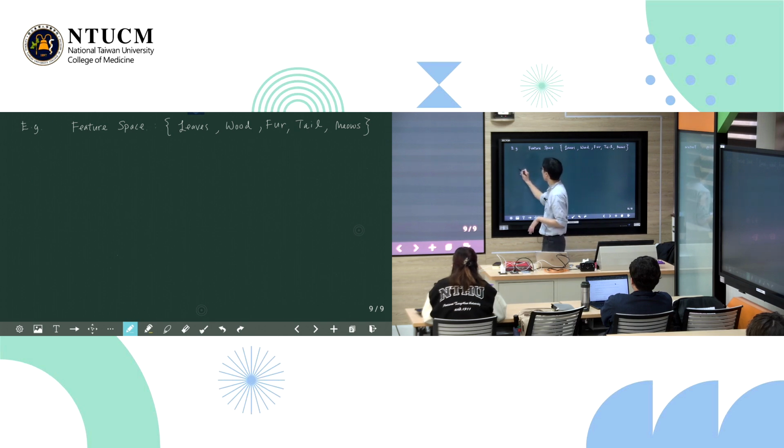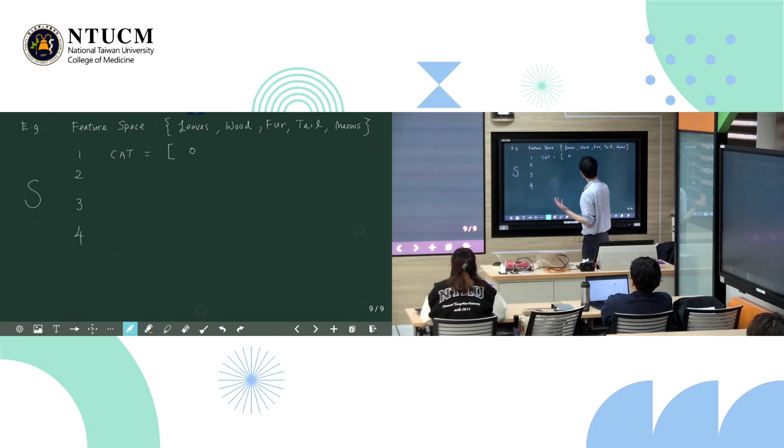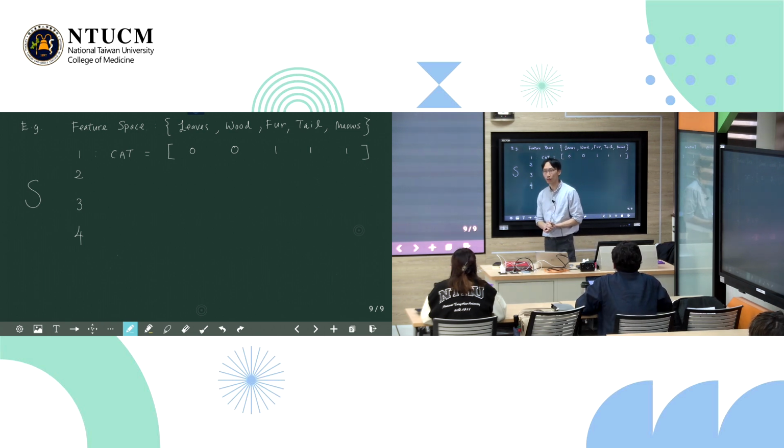Then let S, essentially, have only 4 possible states in this universe. Let's say a cat is the first state that we experience, and this state will be defined as what? Does the cat have leaves? Nope. Is it made of wood? Nope. Does it have fur? Yes, yes, yes. So in this 5-bit word, in this 5-dimensional binary universe, I have a state that I call cat.